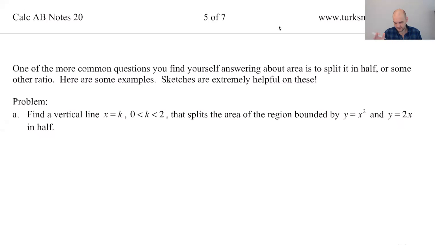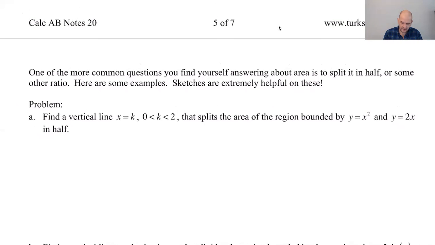All right, we're back. We are on page 6 of notes 20 of Calc AB. We're doing areas of regions bounded by curves. It's like a fundamental theorem application type thing. It's really one of the things I think of when I think about calculus: how do I find the area of this region? And it's like, oh, you just do an integral.